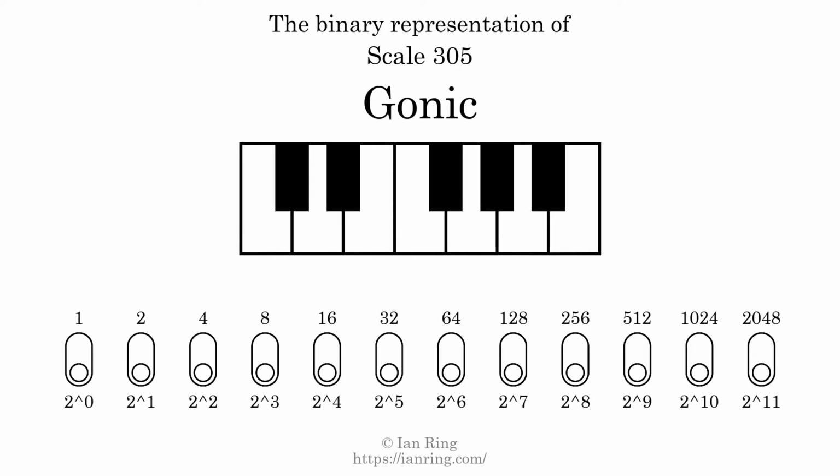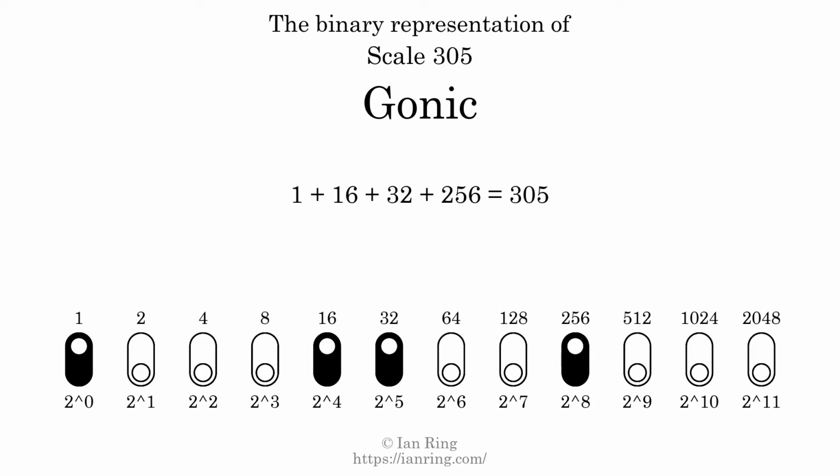The binary representation of this scale is determined by mapping tones of the scale to binary digits. Each binary digit represents a power of 2. To get the scale number, we add the powers of 2 together. The powers of 2 that are present in the scale, all added together, equals 305. That is why the scale number, in decimal, is 305.